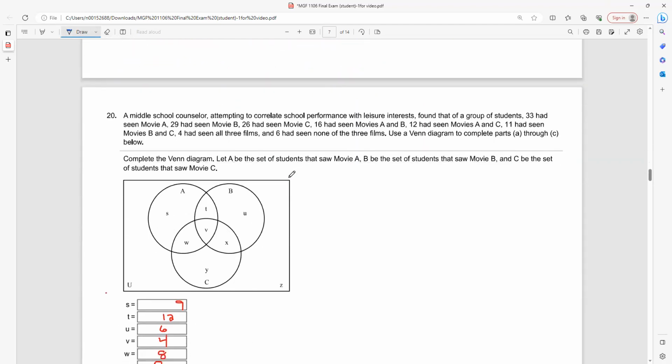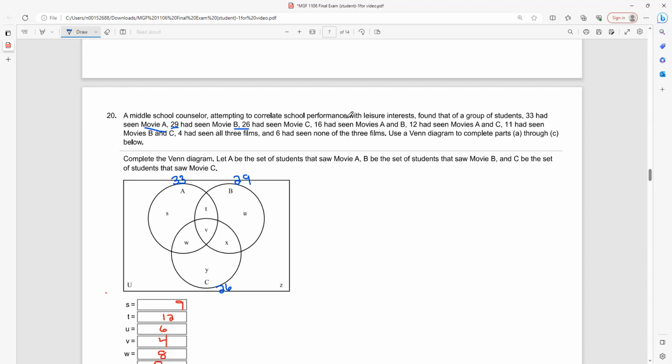For number 19, we have another Venn diagram we're working with, a middle school counselor attempting to correlate school performance based on interests. So we have 33 that had seen movie A, 33 students in all, meaning all of these S, W, V, and T should add up to be 33. We have 29 that saw movie B, which means again, T, V, X, and U should add up to 29. And then we have 26 that saw movie C.